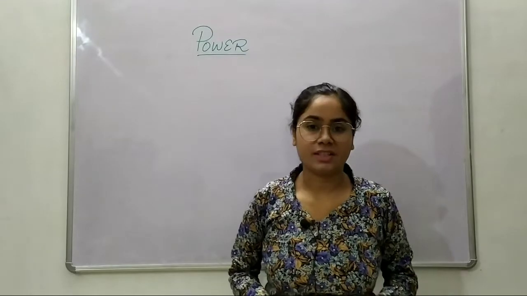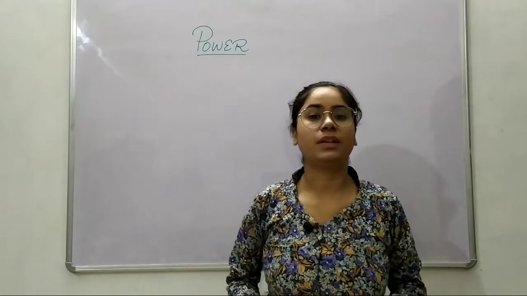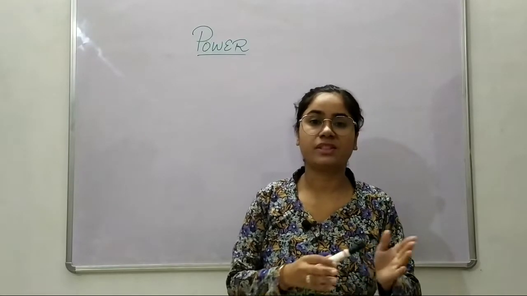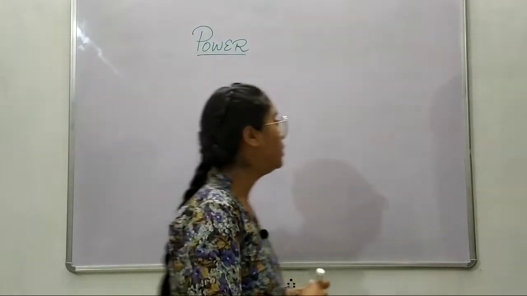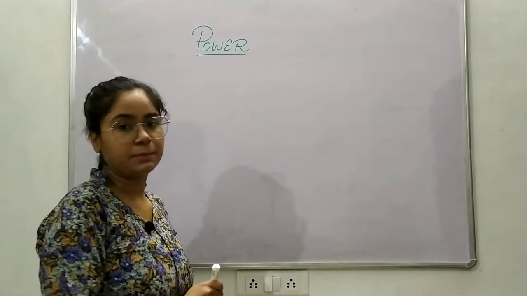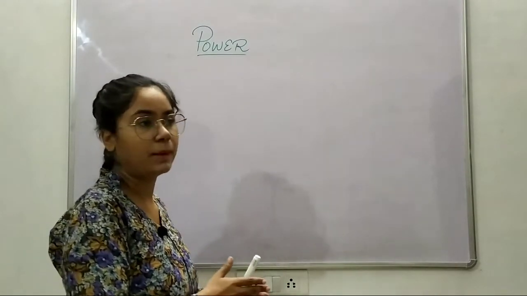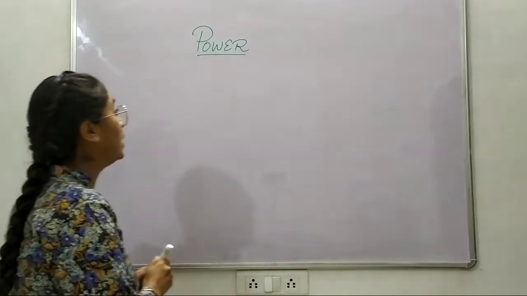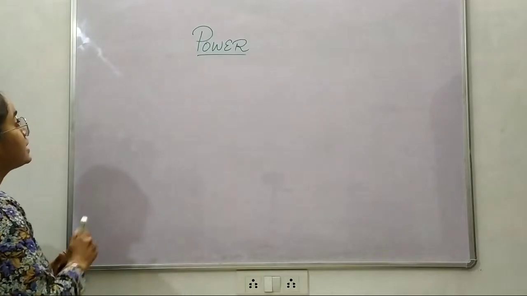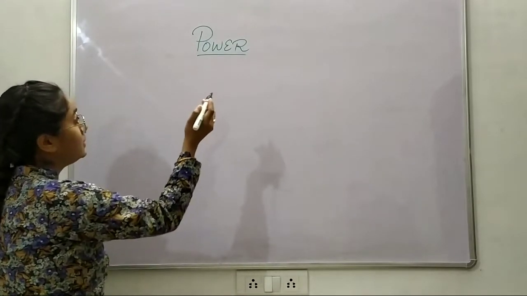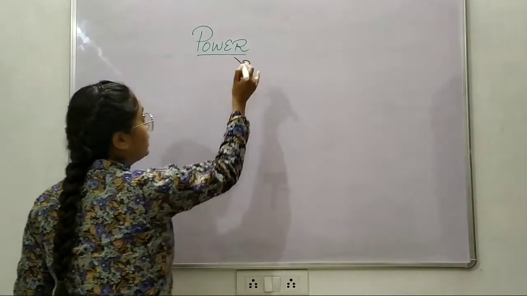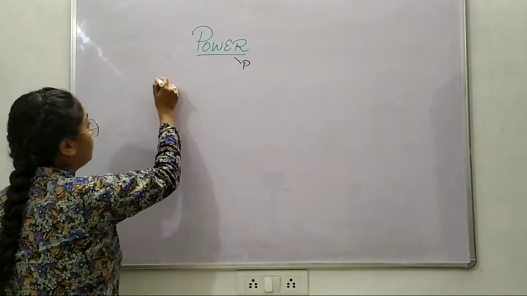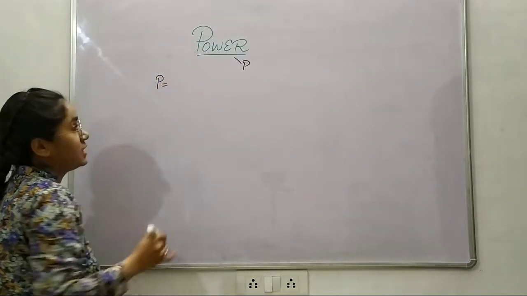Power of an agent is actually the rate of doing work. So you can also say that power is the transfer of energy. If we want to define it mathematically, because we want to calculate the power used up by a certain equipment or agent, then we have to define it mathematically. Power is denoted by P. Since power is the rate of doing work, we will define it mathematically with the help of this definition.